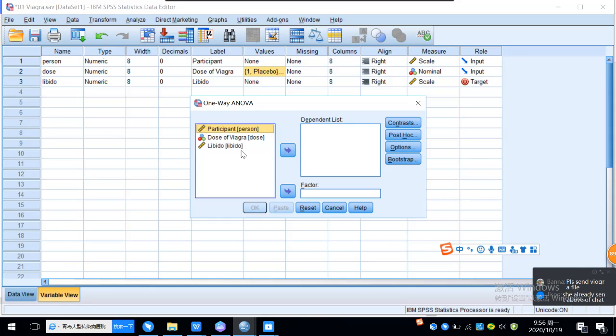For this time, libido is the dependent variable, right? So we input libido to the dependent list box. And the factor, dose of Viagra, is the factor, right?